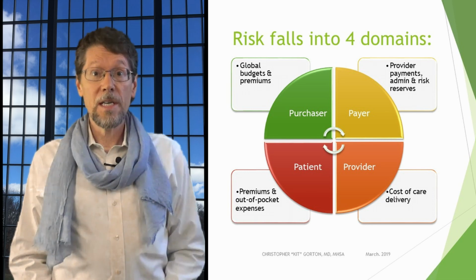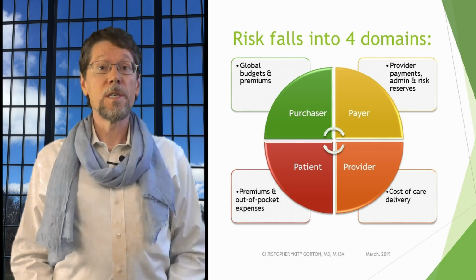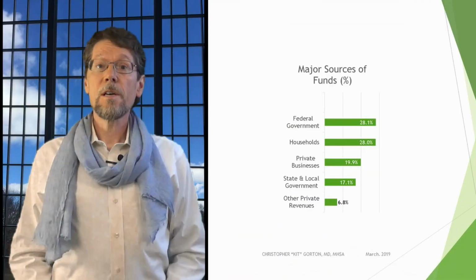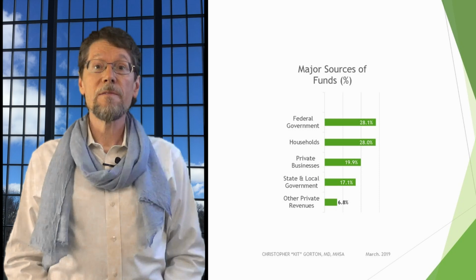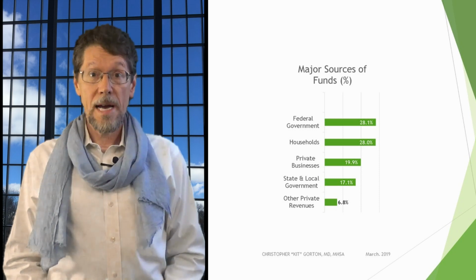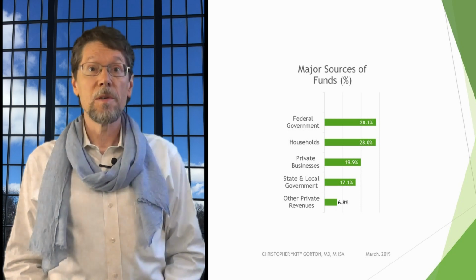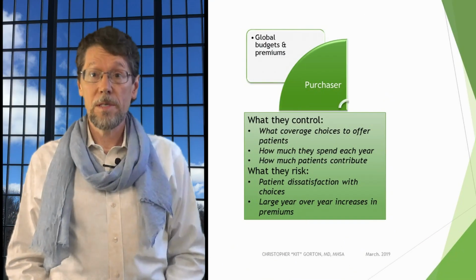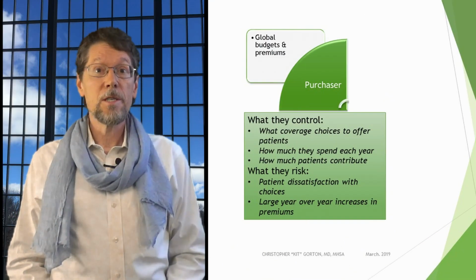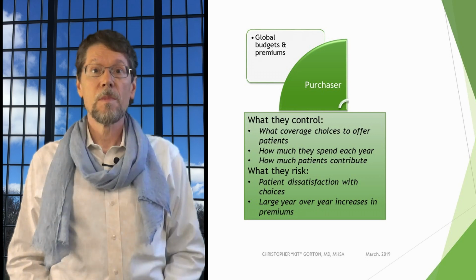Now, I'd like to examine each of these domains of risk in a little more detail. Starting with the purchaser domain, governments and employers decide what benefits they will offer coverage for and how much they are willing and able to contribute to the payments for those benefits. That decision determines how much the individual patient will need to spend to access care.